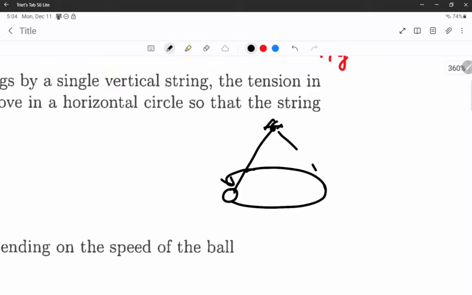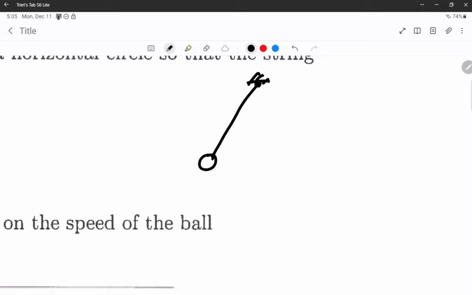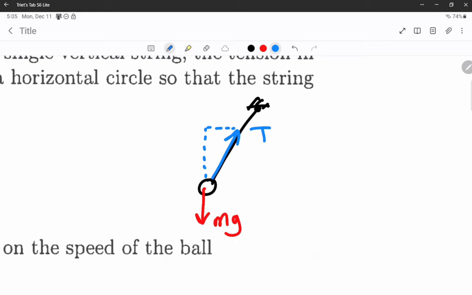So if you draw the free body diagram for this, you're going to have mg down. Your tension is going to be this way, right? Remember, the ball is moving horizontally only, so it only moves in the xy plane. It has no acceleration or movement in the vertical axis here, right? And so it's not going to move up or down.